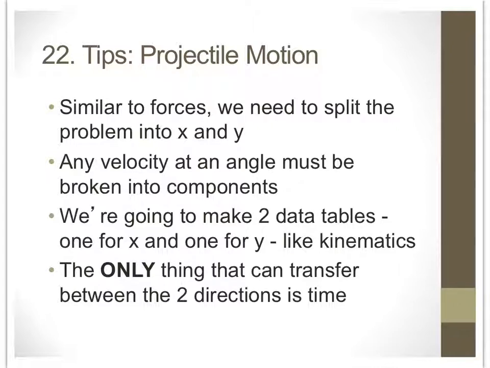Okay. Much like forces, any force and angle we broke into x and y components, so any velocity and angle we're going to break into x and y components. Since it is essentially kinematics, like we did in the beginning of the year, we're going to make two data tables, just like we did for kinematics with delta x and vi and vf and all that good stuff. The one thing to keep in mind is the only variable that doesn't have a direction associated with it is time. So time is going to be able to transfer from the x side to the y side and vice versa. Okay, so that's going to be the one variable that can go between the two sides.